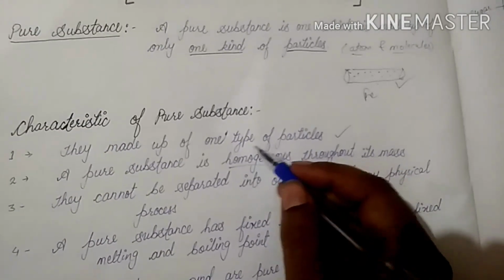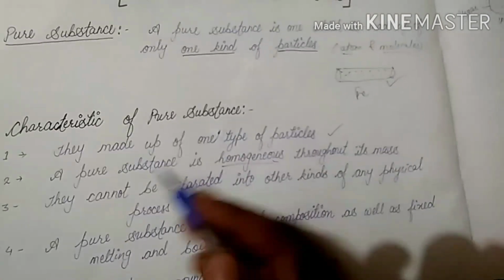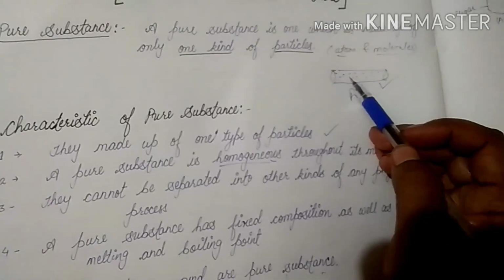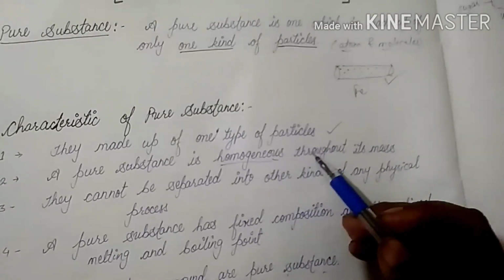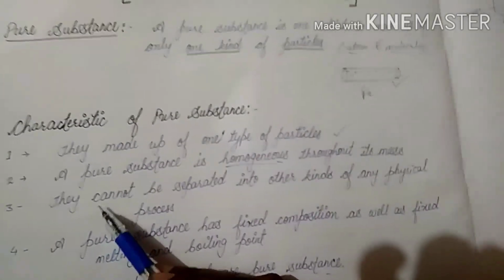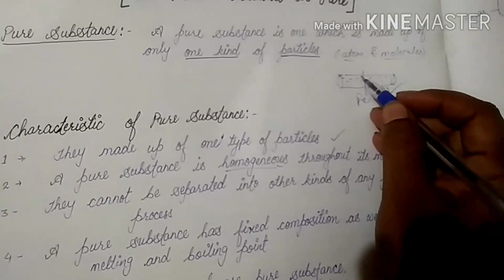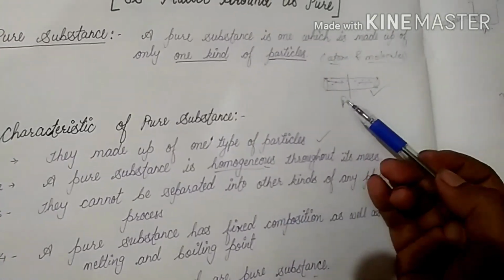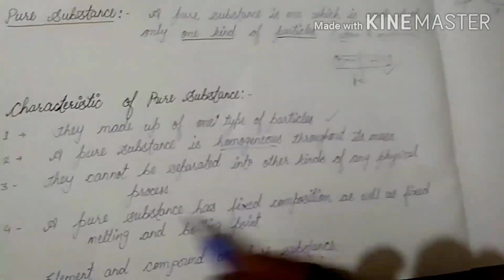Children, the word homogeneous means the nature of the particles will be the same everywhere. So a pure substance is homogeneous throughout its mass, meaning the mass of each particle everywhere in the whole substance will be the same. Third, they cannot be separated into other kinds by any physical process. See, children, if we cut this iron, we will get the same type of particles here and the same type of particles here. It means the particles of this iron cannot be separated into other kinds of particles.